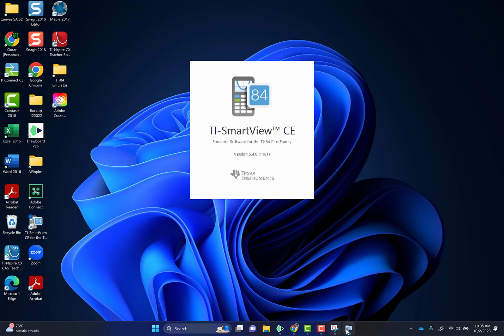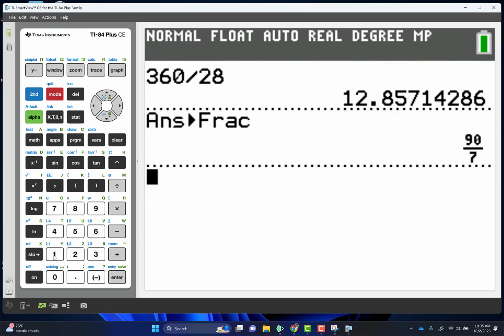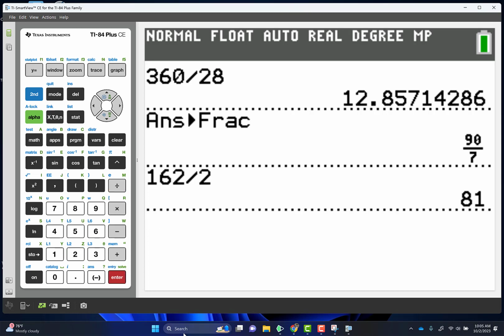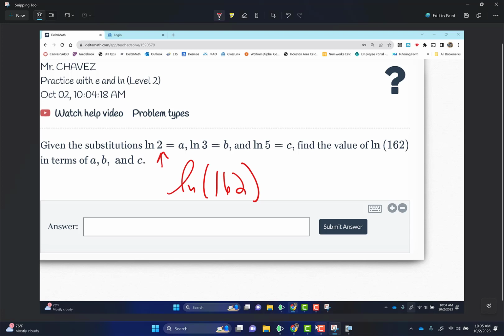Yeah, what's 162 divided by 2? 81? Oh, perfect. 162 divided by 2 is 81. Perfect. So check it out. Big hint: 162 divided by 2 is 81, so I'm going to write it like this.